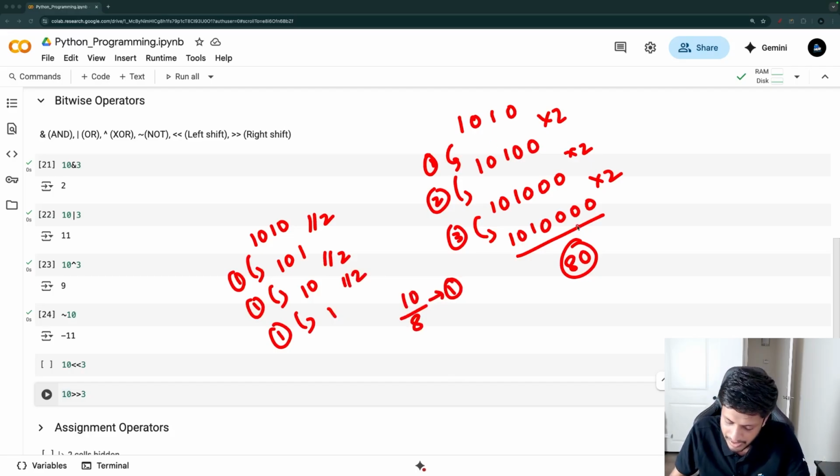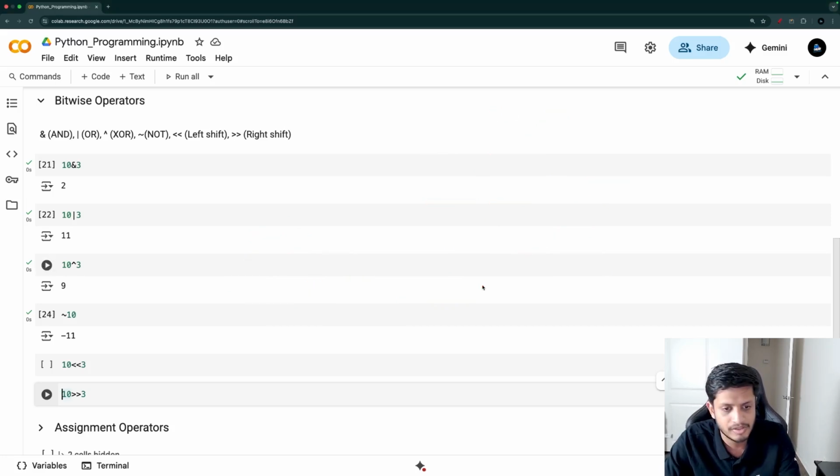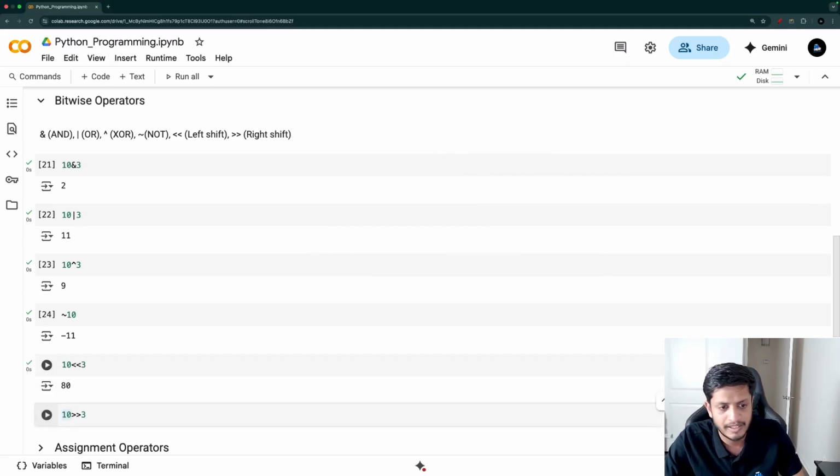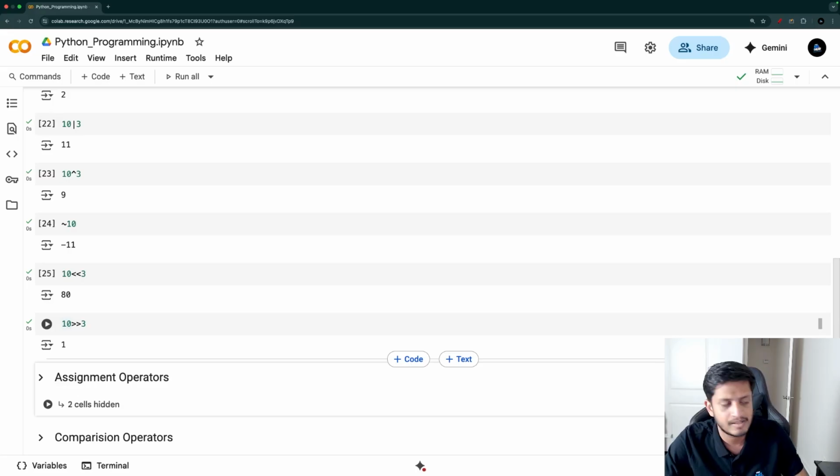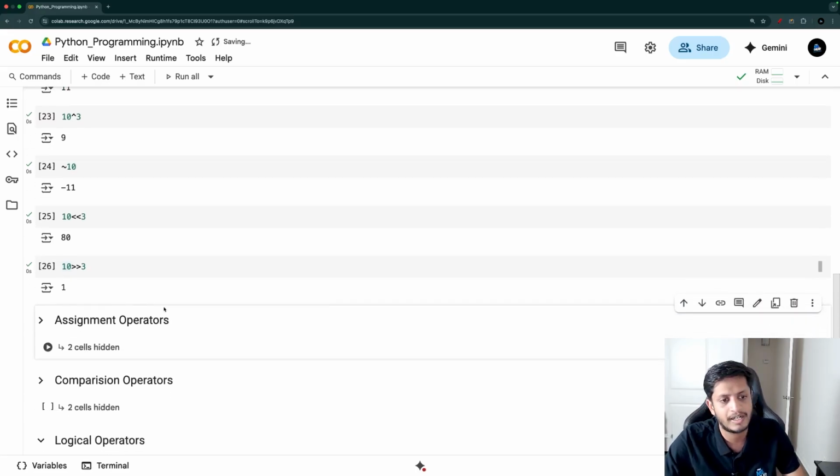So if you left shift 10 3 times, you will get 80, and if you right shift 10 3 times, you will get 1. So again using the code, let's see if this happens or not. So if I left shift 10 3 times, output is 80, and right shift, the output is 1. Okay, so these are the bitwise operators. Now let us look at assignment operators.